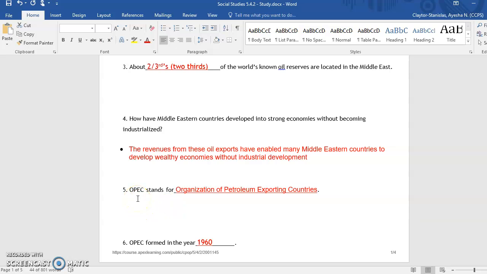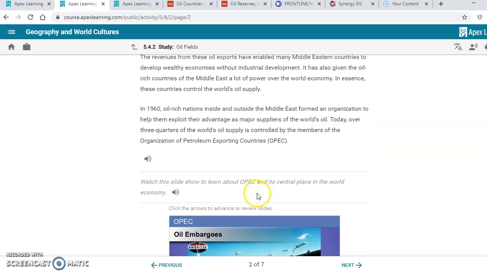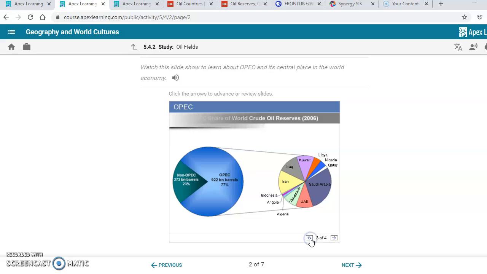The Organization of Petroleum Exporting Countries, number 5, stands for OPEC, the acronym. Number 6, the Organization of Petroleum Exporting Countries formed in 1960. Remember, OPEC is made up mostly of what type of countries, what geographic, demographic are we talking about? The Middle Eastern countries. If we need to review those, go right back to Apex real quick and take a look at your pie graphs.